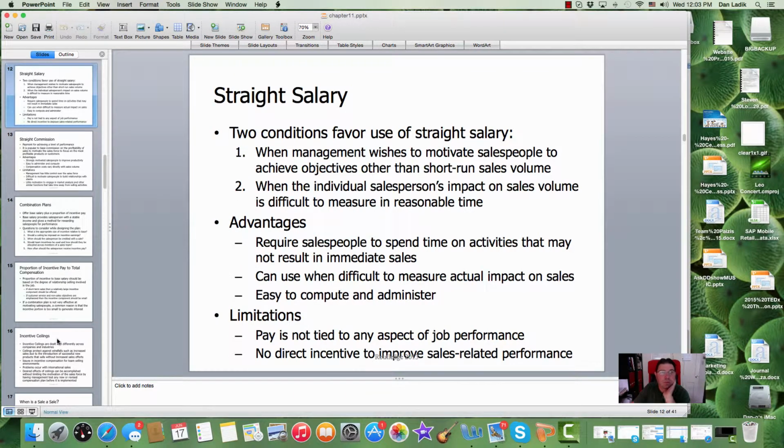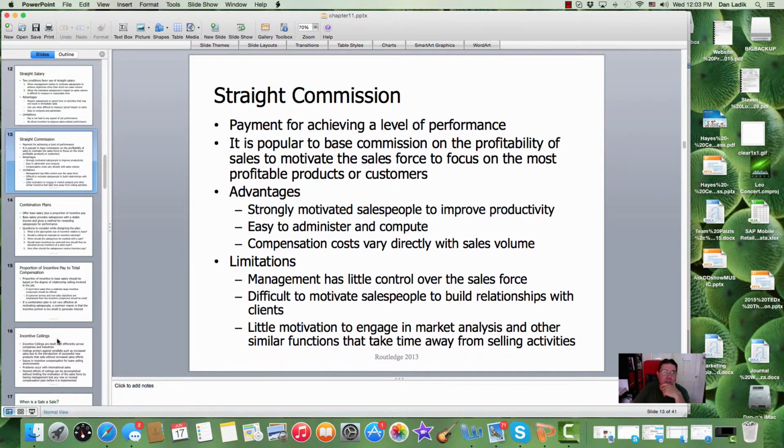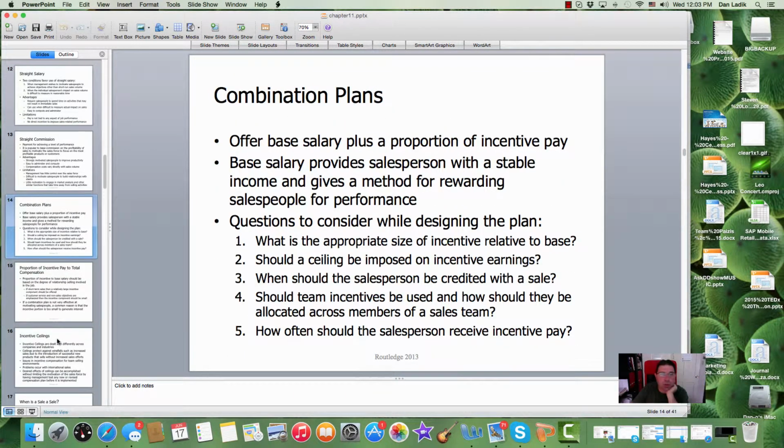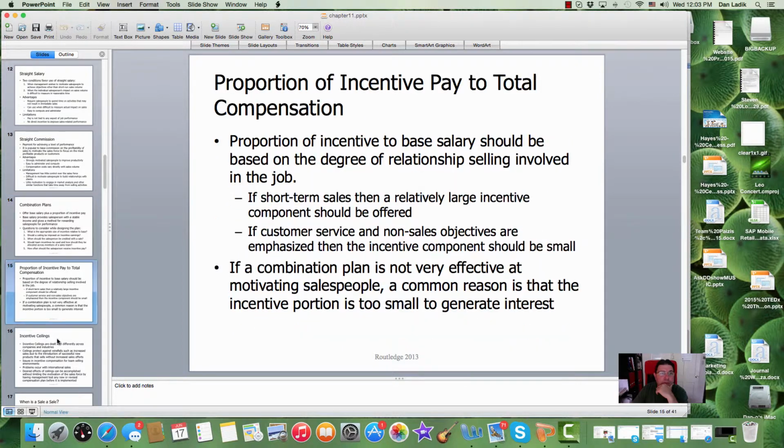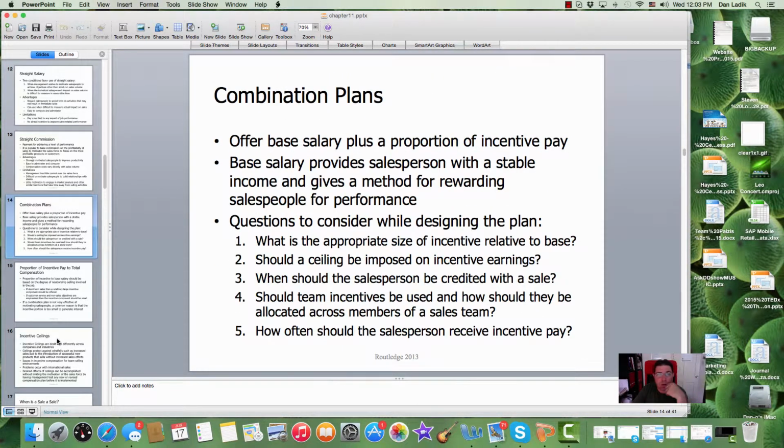There are advantages and disadvantages to each. I think the book does a pretty good job here. Combination plans are very common out there. Very common. The question is just what's the percentage breakdown? What is the breakdown between base and incentive pay?